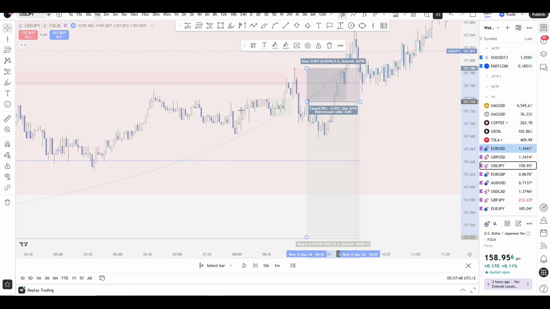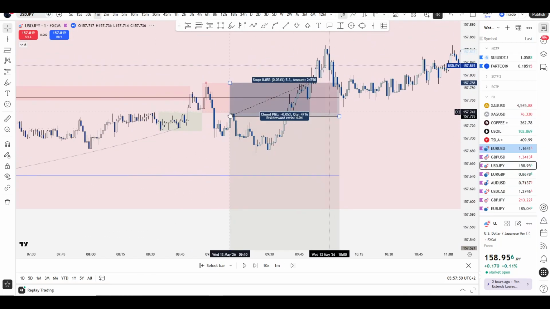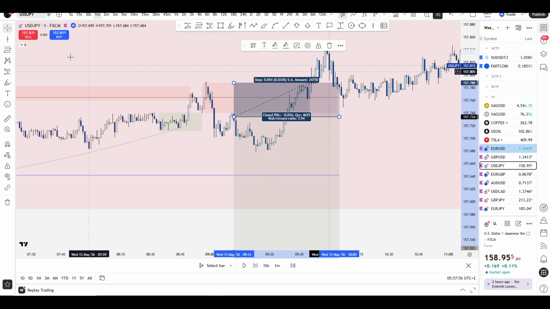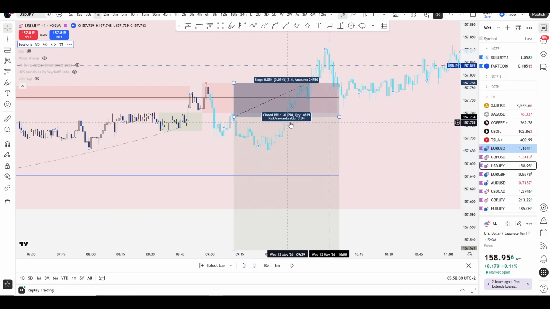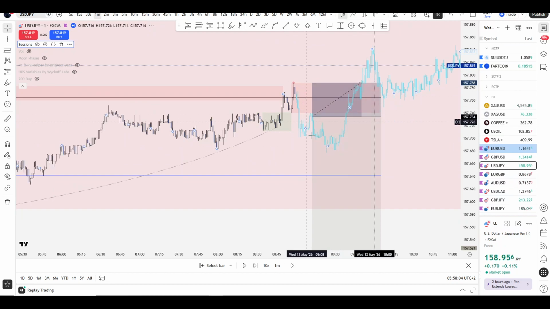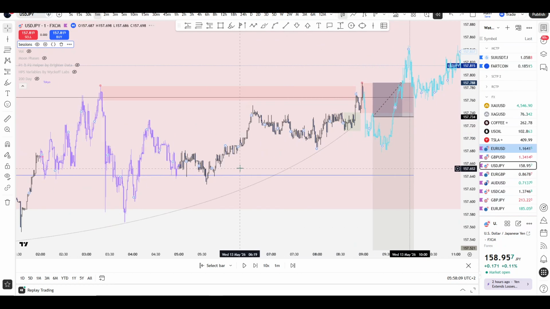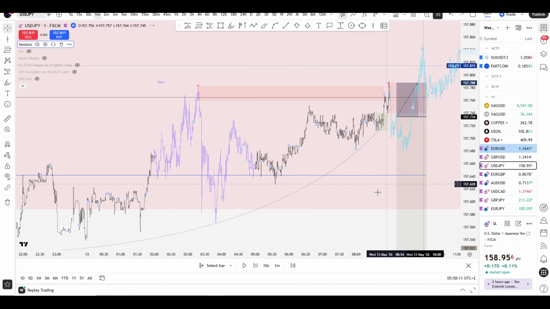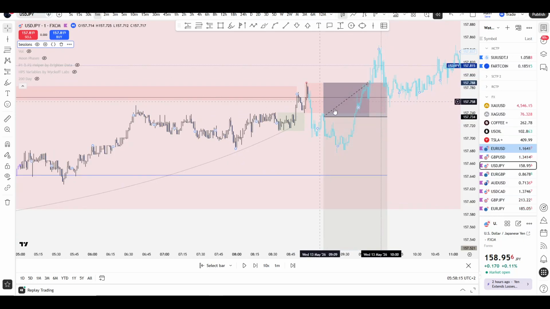We got the retest, and I entered right around here for like a 3 point something. Or I wanted to have a 3.9 something. And you can see we had the push down, and we did not take out these lows here and went higher, disrespecting this supply.